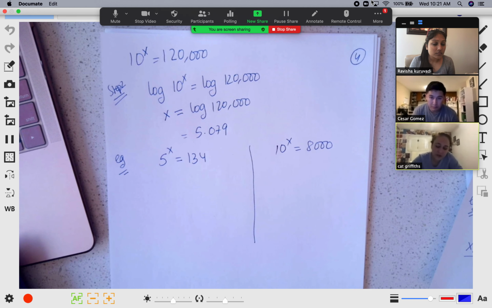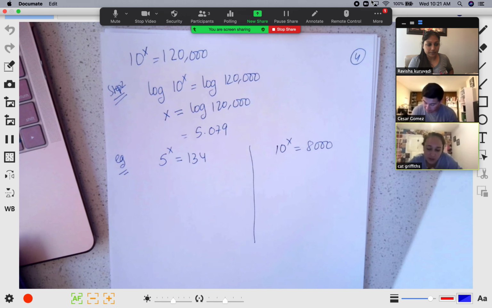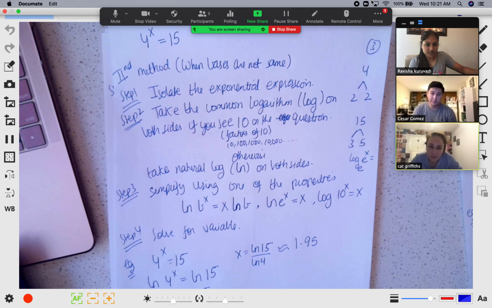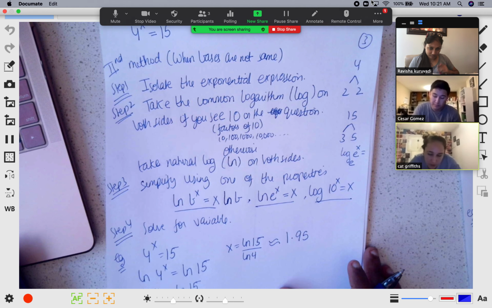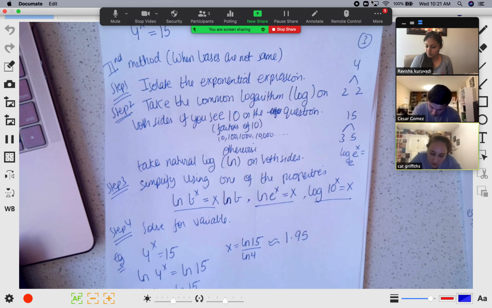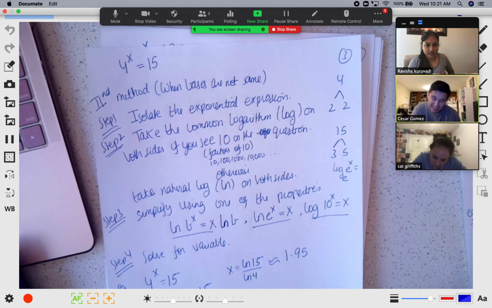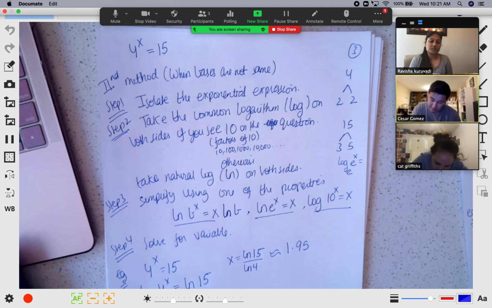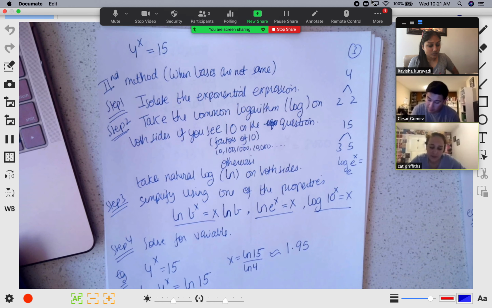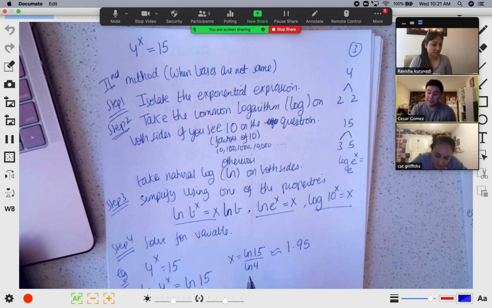Professor, I don't think I got all three of the properties down. I've got two. Could I just see them real quick, so I could write the rest down? This is first, this is second, and this is third here. Okay, perfect. Thank you. So the first one is ln b^x equals x ln b, right? Yes.